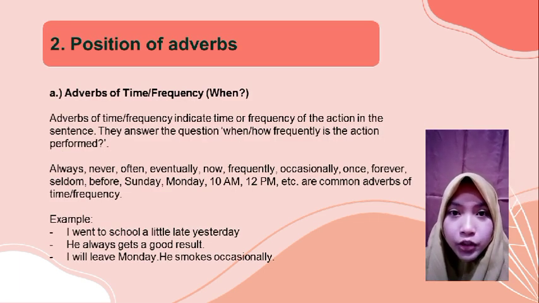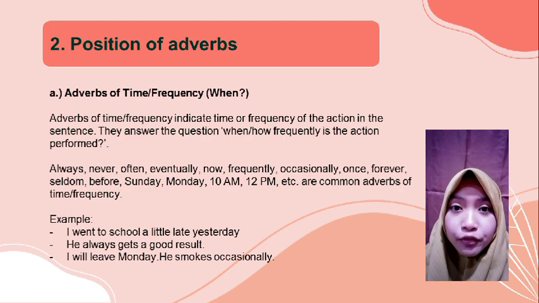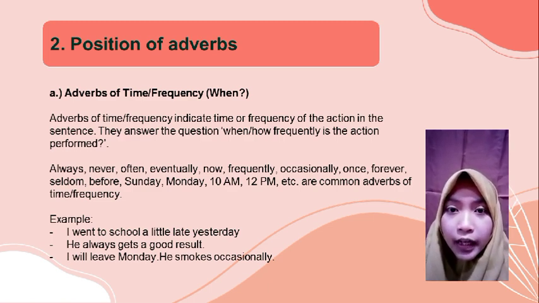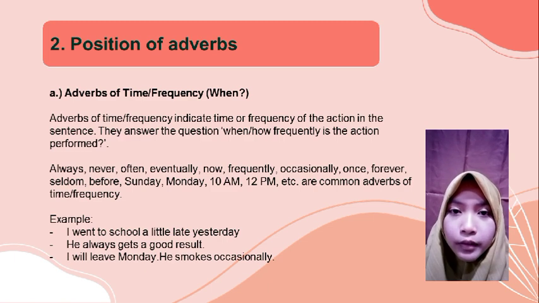Okay, position of adverb. A. Adverbs of time or frequency. Adverbs of time or frequency indicate time or frequency of the action in the sentence. They answer the question when or how frequently is the action performed. Always, never, often, eventually, frequently, occasionally, once, forever, seldom, before, Sunday, Monday, 10 a.m., 12 p.m., and etc. are common adverbs of time or frequency.